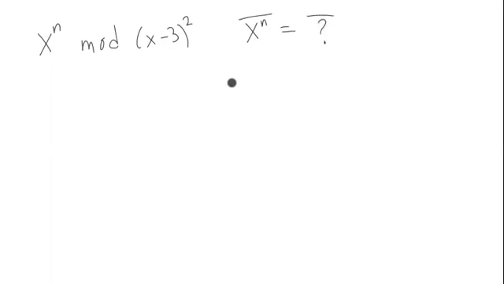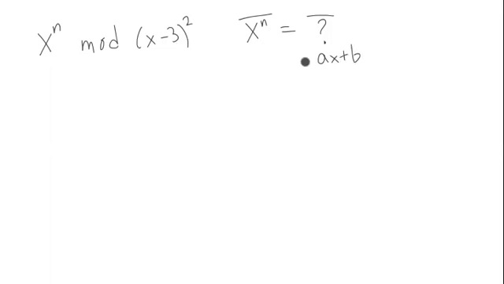We're going to look at how we can write x to the n more simply in polynomial modular arithmetic when we mod out by a linear factor raised to a power. Here, let's just square it. So we're looking for a simpler representative of this. Now we can expect when we divide by (x - 3)^2 that anything we get for a remainder will be at most degree 1. So we can expect this to be something of the form ax + b.